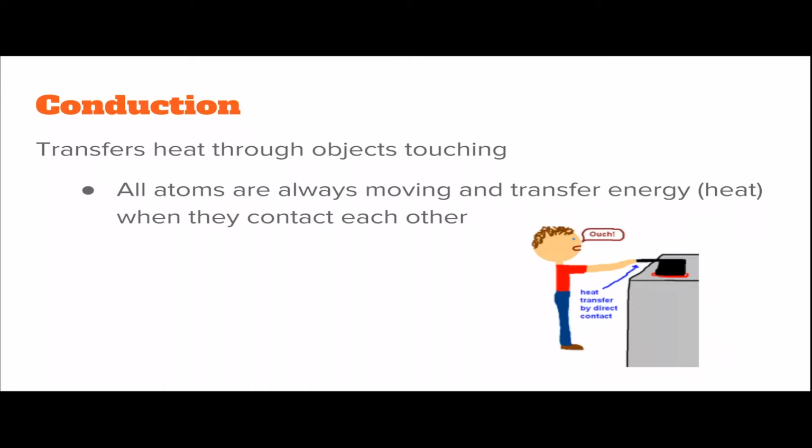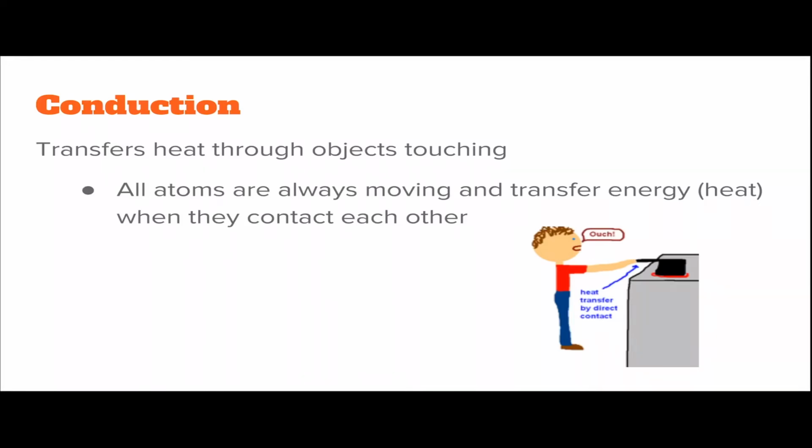Conduction is the transfer of heat through objects touching. So this is like if you have a cast iron skillet on your stove, a metal pan, and you're heating it up for a while and you grab the handle and the handle's hot. That's because atoms are always moving, and when they hit each other, they transfer energy from one atom to the other. So when your hand touches that metal pot, it gets hot. And you, ouch, right? Like this little guy over here, right? The heat is transferred by direct contact.